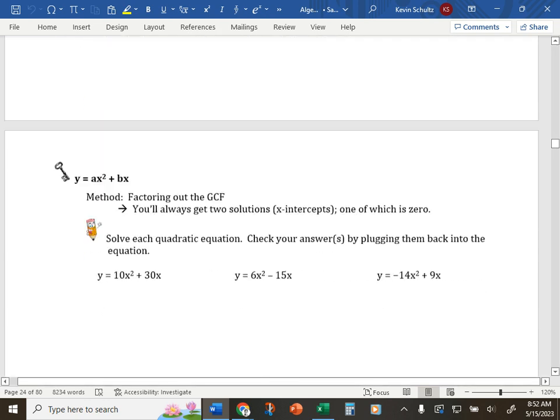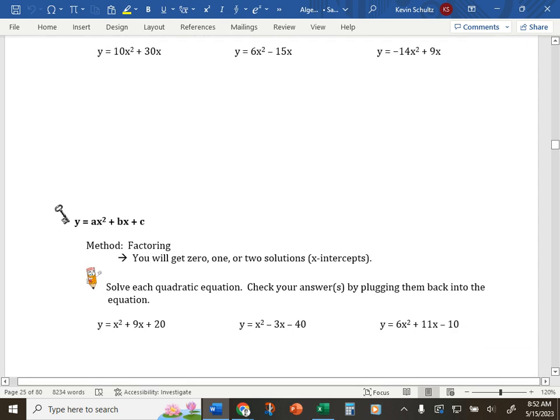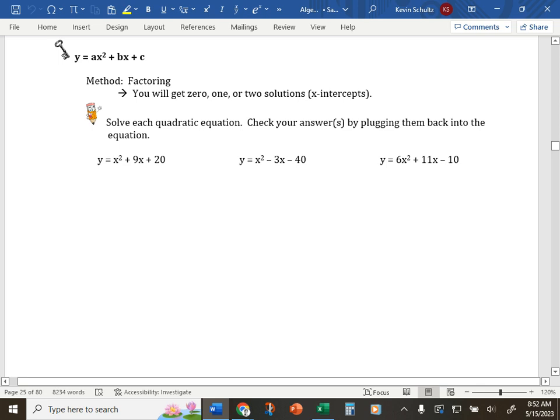Last week, we closed with ax squared plus bx. We can't use opposite operations here because it has those two x terms. So our method is factoring out the greatest common factor. You should have these three examples filled out here. And our hint is that one of our solutions will be 0. That's the freebie, okay?